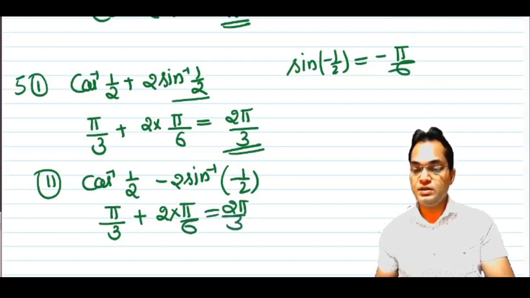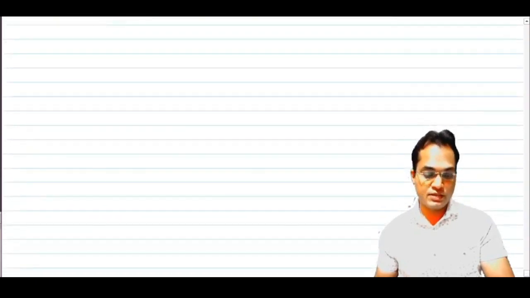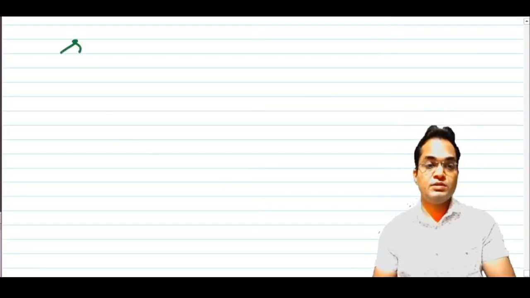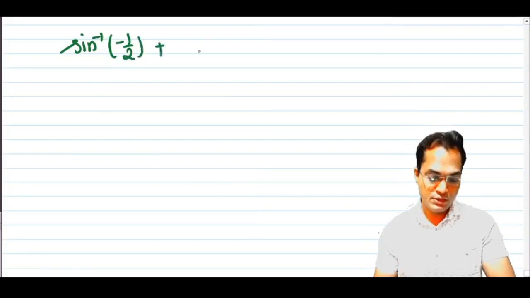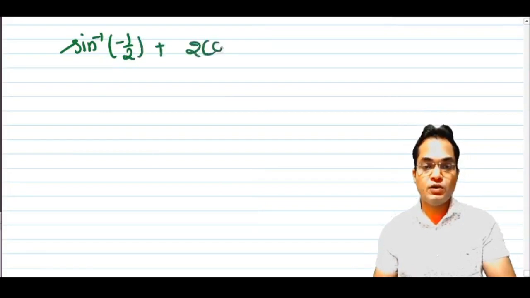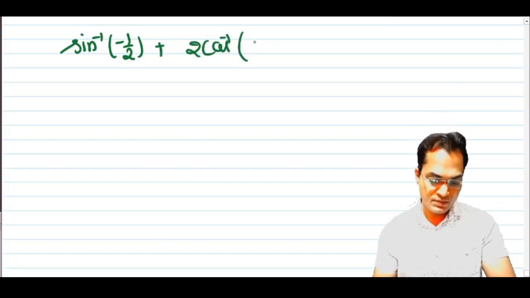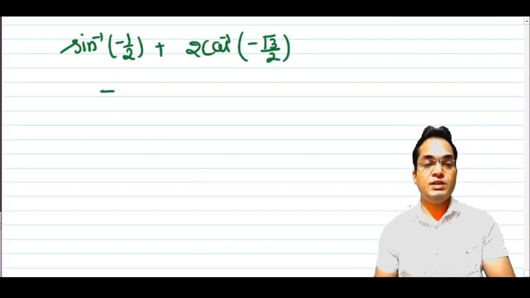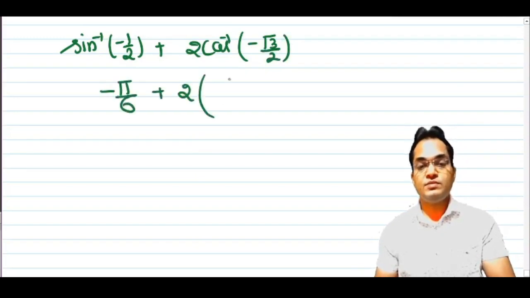Got it? Next इसका पार्ट देख लेते हैं. थर्ड पार्ट, sin inverse minus half plus 2 cos inverse minus root 3 by 2. Okay. What is the value of this? It is minus pi by 6. Yes or no? What is the value of this? As we know, this is 5 pi by 6. Yes or no? Previous question में था ये.